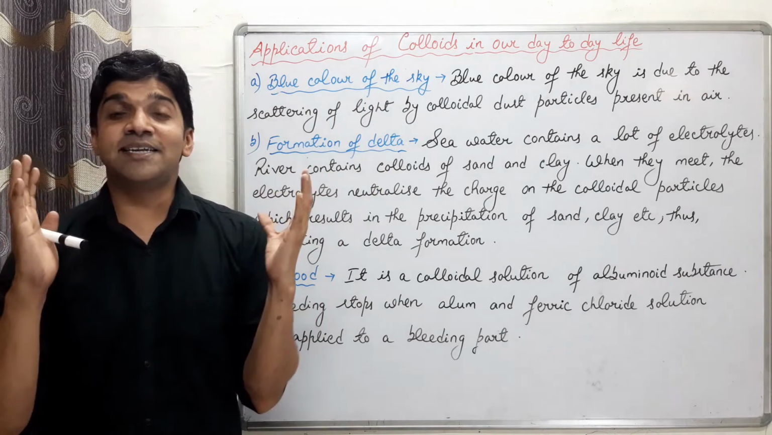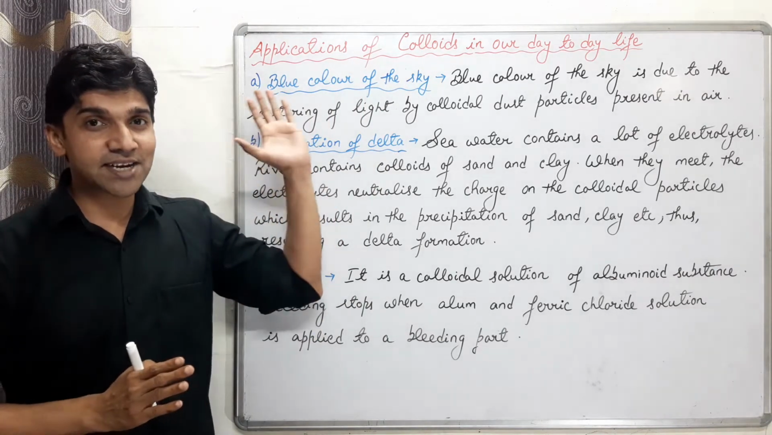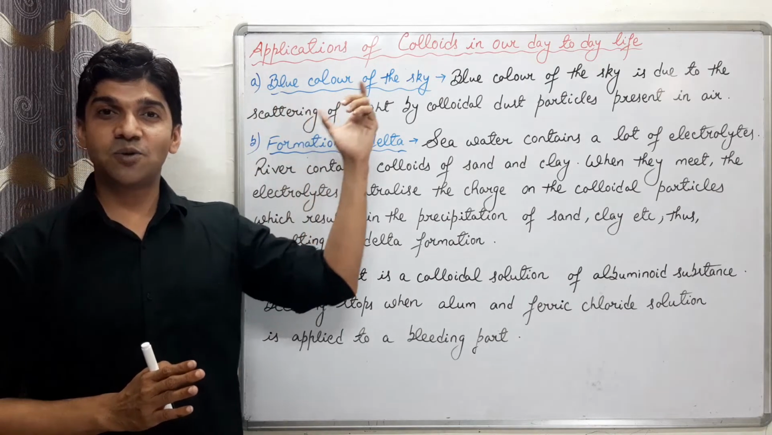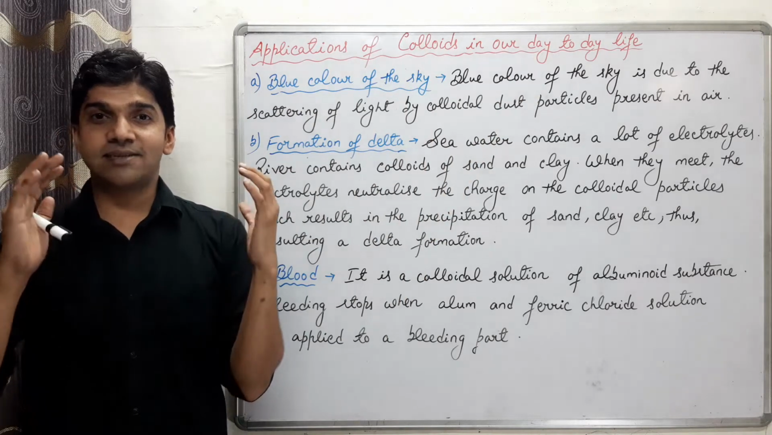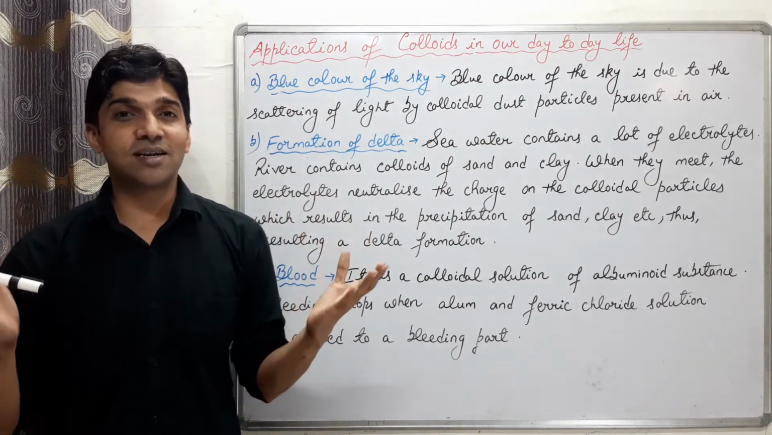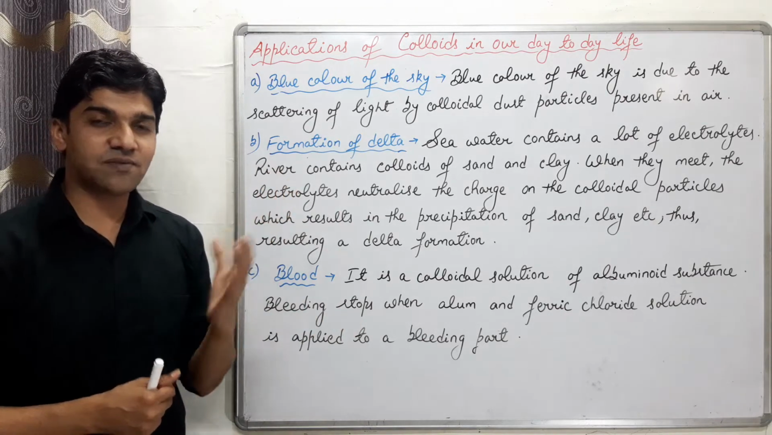So when the sky is blue in color, we all know why. Because of scattering of light by the colloidal dust particles present in the air. That's the reason for the blue color of the sky. Second करते हैं formation of delta.